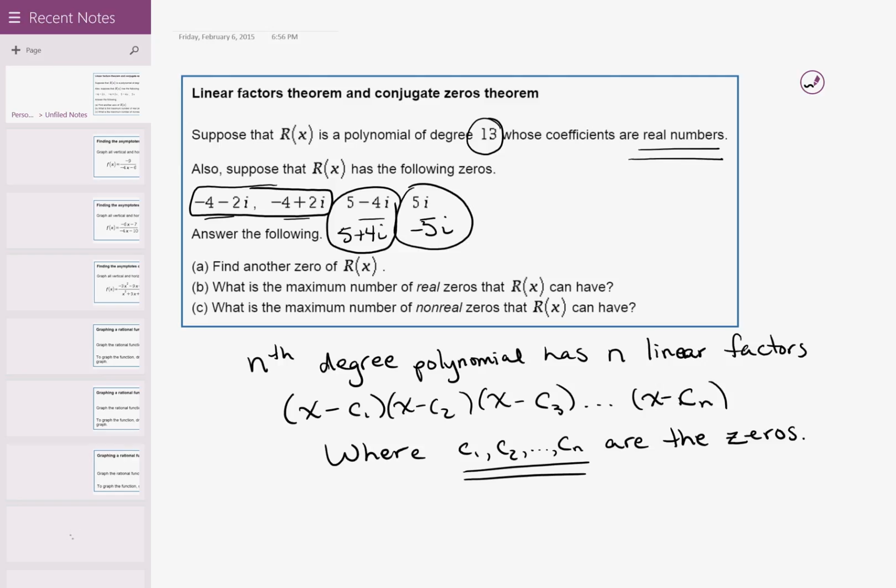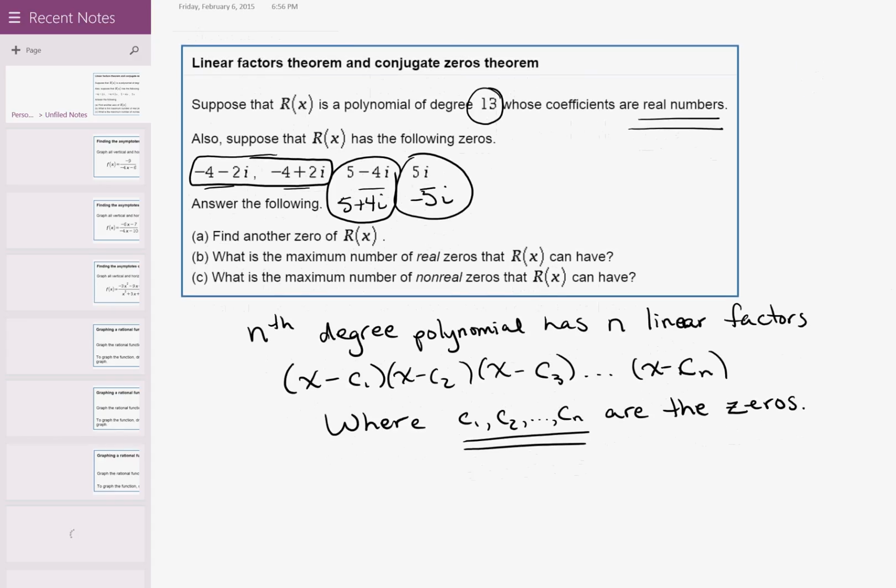We want to find another zero of r of x, and either one of these that I've just stated will be accepted. So either 5 plus 4i or negative 5i, but only one because it only asked for one.